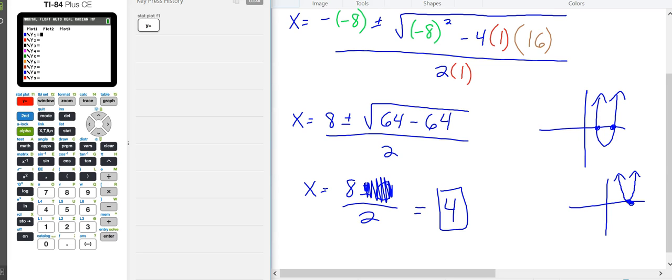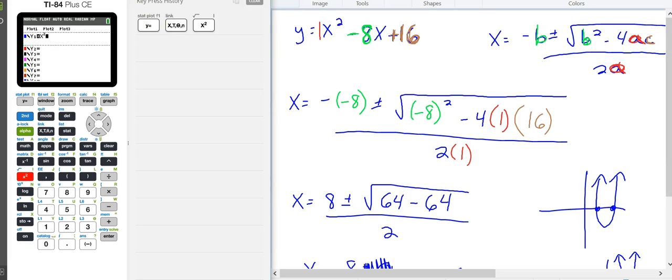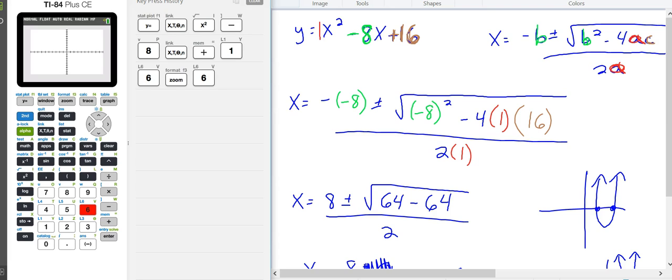Into y equals, we're going to type the equation. Y is equal to 1x squared, or just x squared, minus 8x plus 16, and zoom 6 for zoom standard. And you'll see from the graph on the calculator that this graph crosses the x-axis at just one point, only at x is equal to 4. It only has one x-intercept.